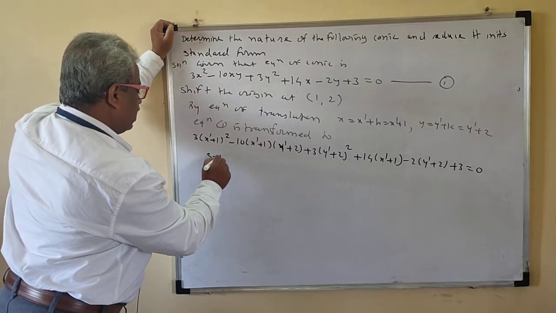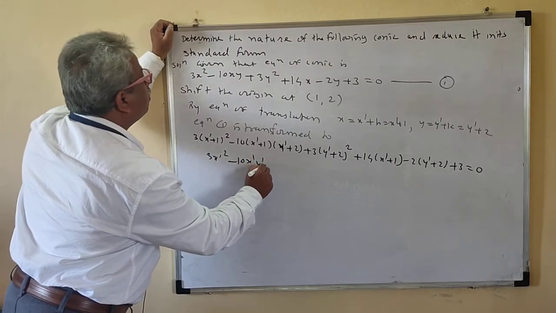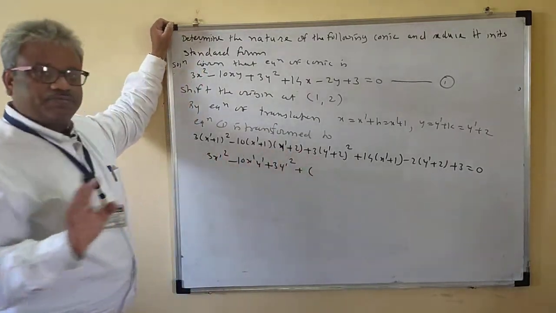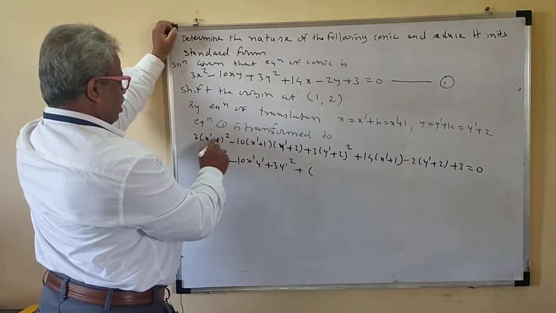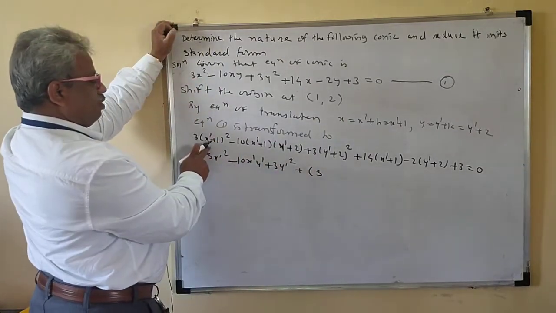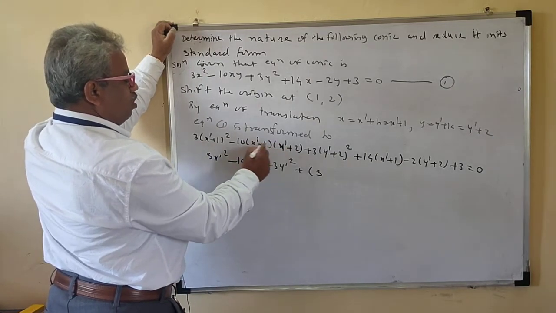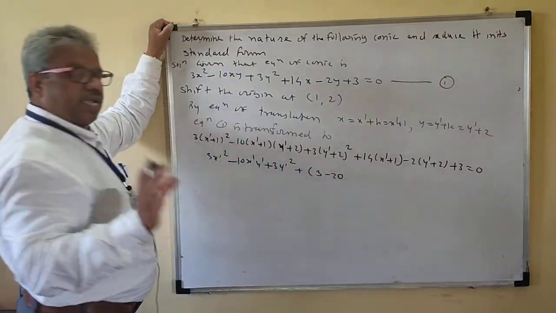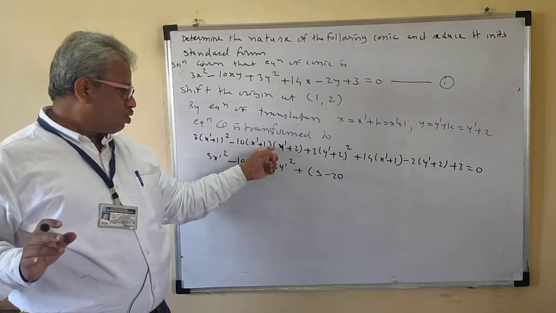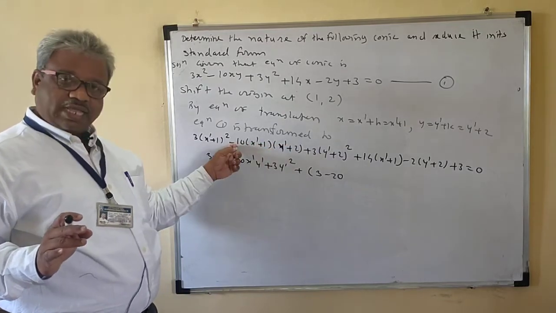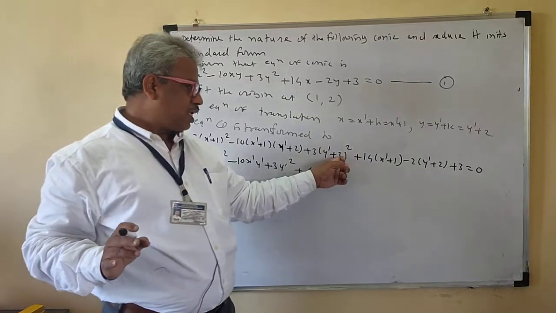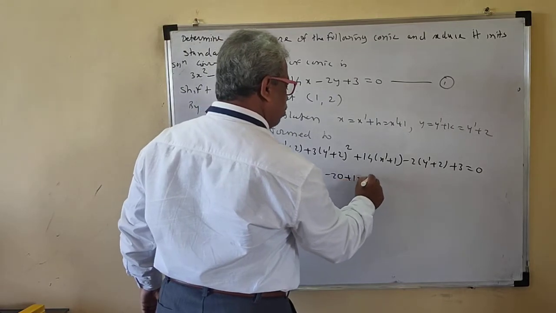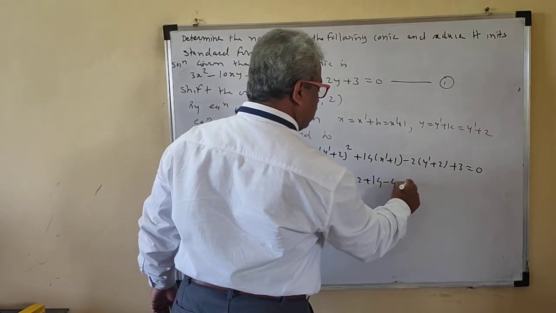Your second degree terms will be as they are: 3x prime square minus 10x prime y prime plus 3y prime square. Only collect the constant term now. This is 1 square, so 1, times 3, so the constant term is 3 here. Then 1 into 2 is 2, and outside there is a minus 10, so minus 20. Along with the sign you have to consider this. Here there is a square, 2 square is 4, and 4 into 3 is 12. So plus 12 is here, plus 14 is here, minus 4 is here, plus 3 is here.